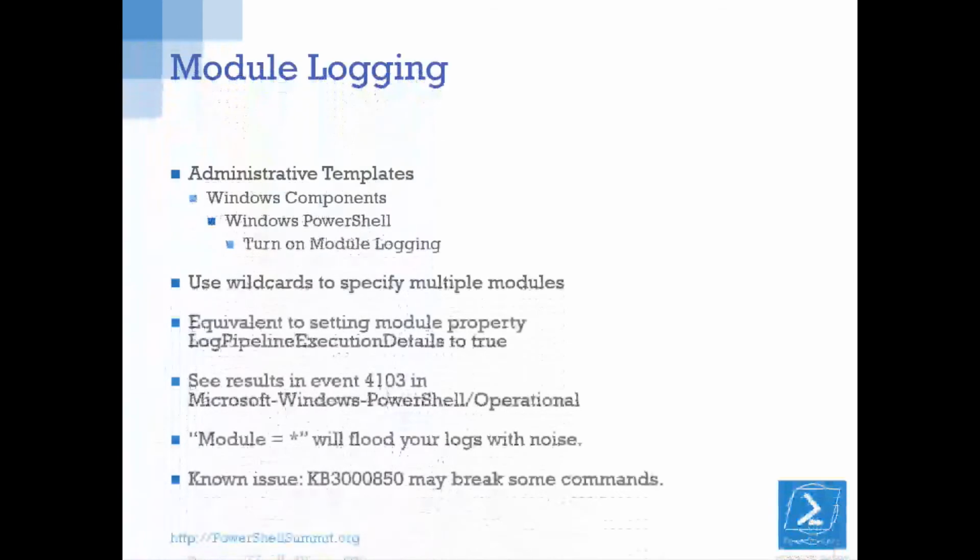Now, we've got the same policy location. This one's called turn on module logging. You can use wildcards to set up multiple modules, whatever modules you want. When you look at the properties of a module, have you ever done Get-Module and then pipe it to Format-List star and look at all the properties of a module? Well, there's a little property there called LogPipelineExecutionDetails. That sounds fancy. What does that really do? Well, we're going to take a look here in a second. You end up with an event 4103 in your PowerShell log that shows you what you ran. What's the command that you ran from that module?